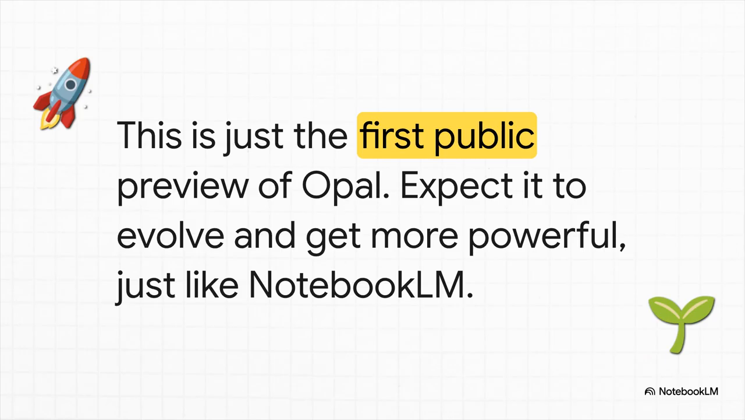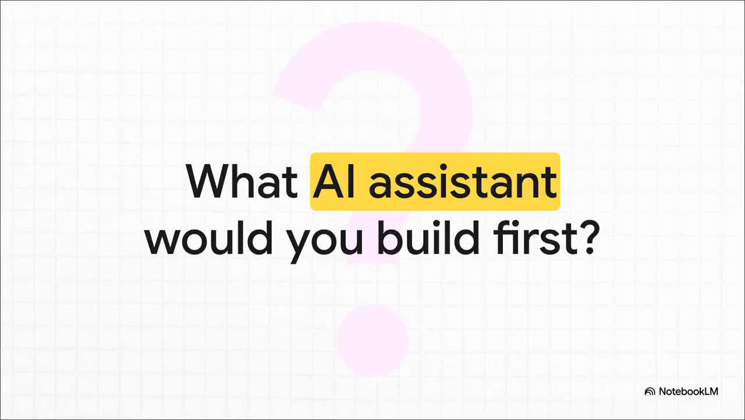And you gotta remember, this is just the very first version of Opal that we're seeing. If it goes the way of other Google Labs projects like NotebookLM, it's going to evolve and fast. It'll get more powerful. More features will be added, all based on what people like us are saying about it. Which really leaves us with one final and kind of fascinating question. The wall between you and creating your own AI tool is lower than it has ever been. So the question changes, right? It's not just what can AI do anymore, it's what can you build with it. So, what's the first problem you'd solve? What's the first AI assistant you would build?